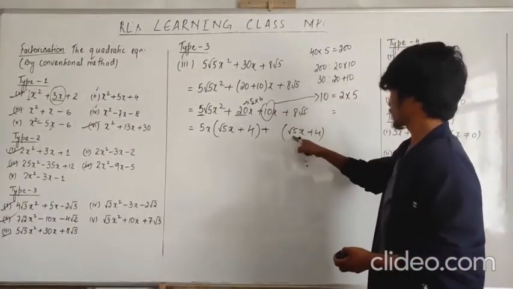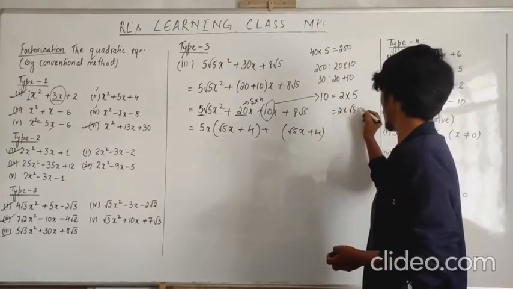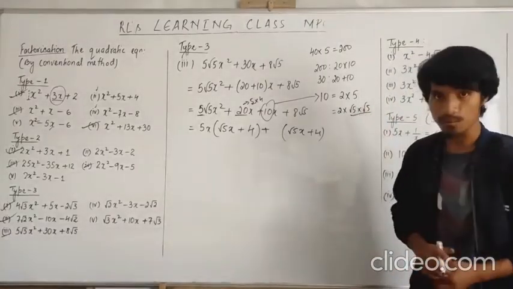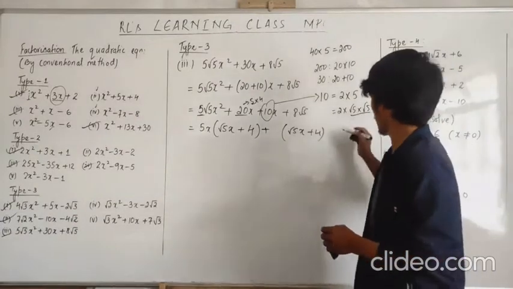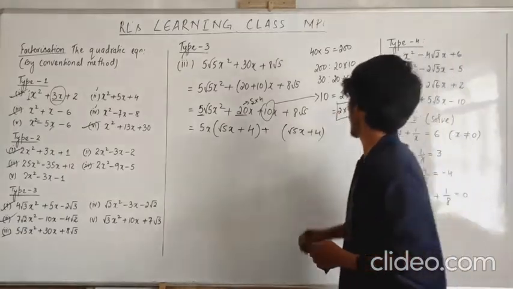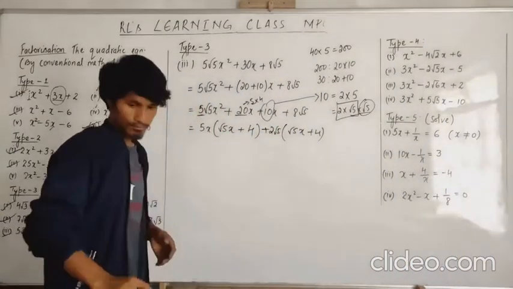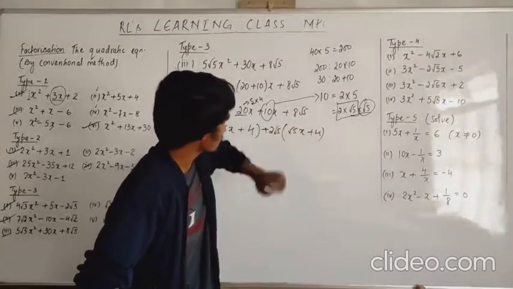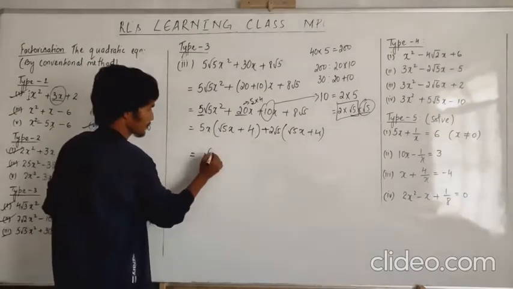Then I put here 2 into root 5 into root 5, because 5 I can write as root 5 into root 5, because root 5 into root 5 is equal to 5. Okay, then this root 5 is this one, then what is left is 2 root 5. I can put here 2 root 5. Then 2 into 4, 8, then root 5 into 1, root 5. Okay, I've got it.